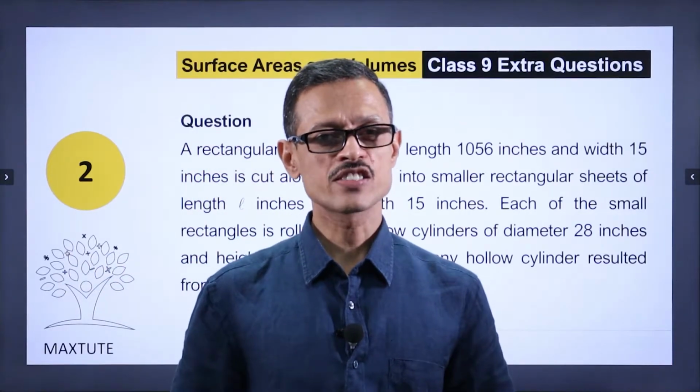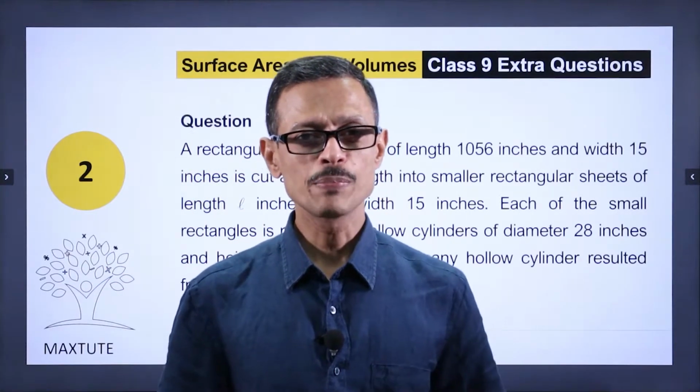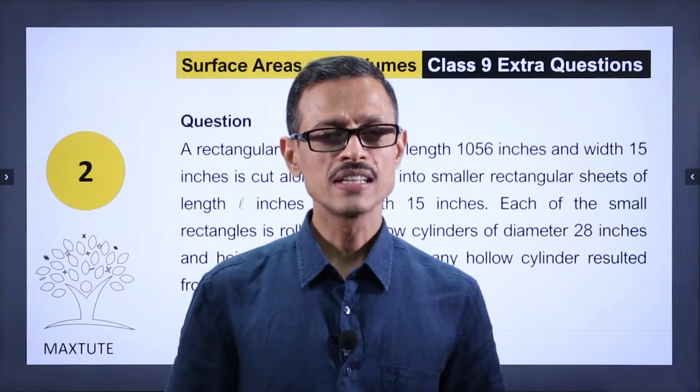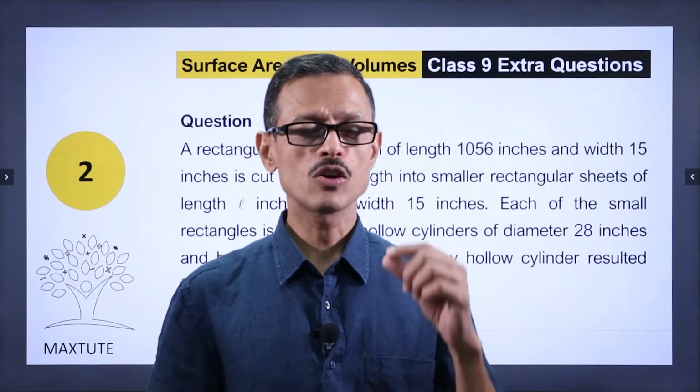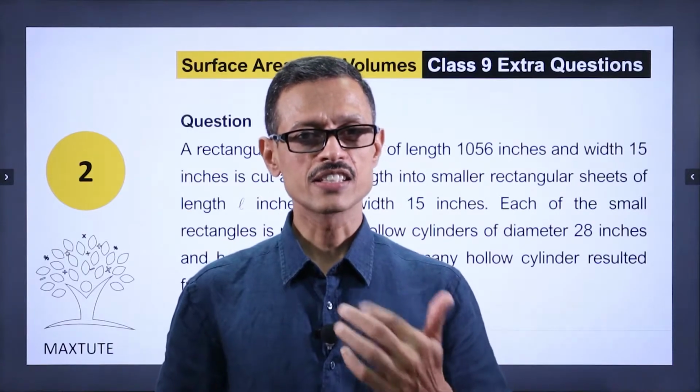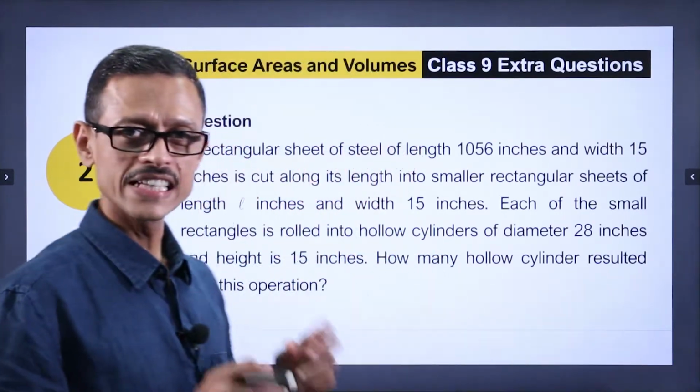CBSE Class 9 Math Extra Practice question. This question is from the topic Surface Areas and Volumes. In this chapter, we are going to be focusing on the curved surface areas of cylinders. That's the focus of this question. Let's get started. It's an easy question.